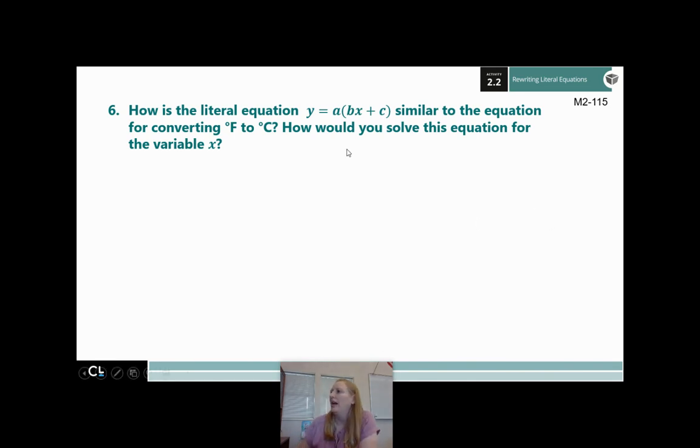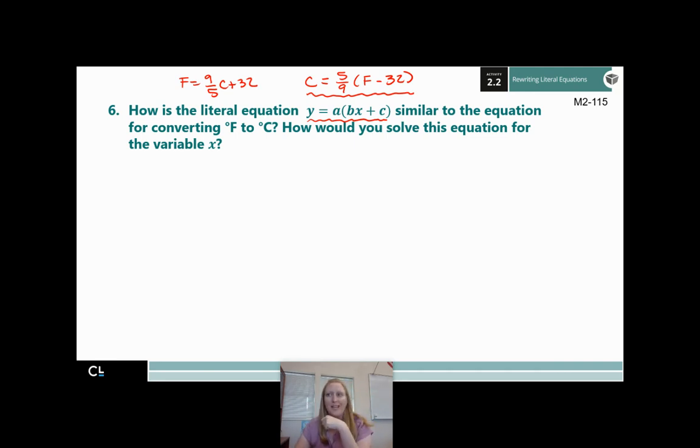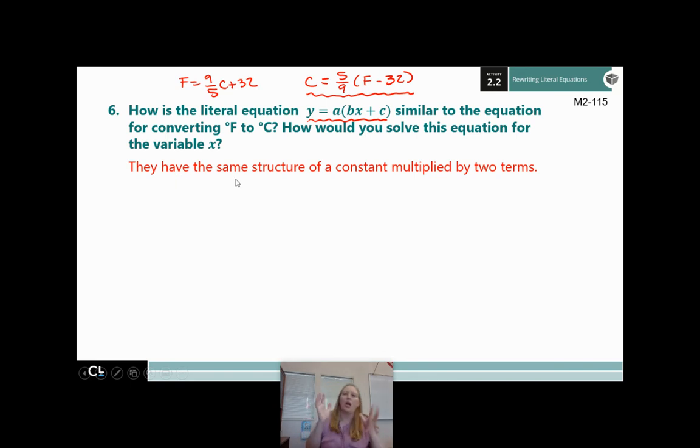So first of all, what were our equations? F equals 9/5 C plus 32. But then we also had C equals 5/9 times F minus 32. So I want to know how it's similar to this equation. It does have some similarities. Check it out. I've got a slope out in front. I have stuff in the parentheses there. This has a factored form kind of feel to it, doesn't it? They both do. So they have the same structure of that whole constant being multiplied by two terms. They definitely have that factored form vibe going on.